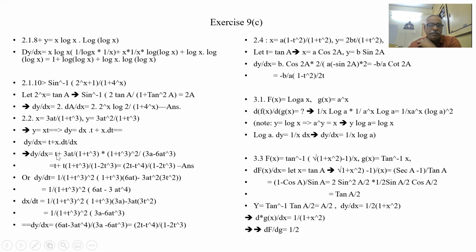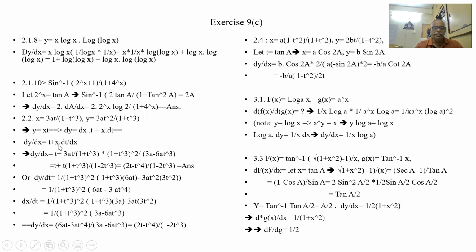When we simplify this, t plus this, we are getting an answer. We can do otherwise also. First we do dy by dt, then dx by dt, then divide. So what is dy by dt? dy by dt is 1 by 1 plus t cubed whole square into 1 plus t cubed into 6at minus 3at square into 3t square, so this is 9at to the power of 4.